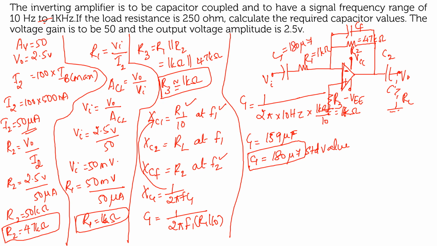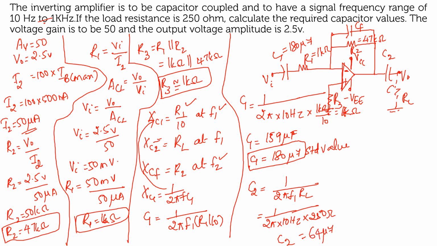Now what will be your C2? If I apply this formula, C2 is equal to 1 by 2 pi F1 into RL, which will be equal to 1 by 2 pi into 10 Hertz into RL, which is given in your problem as 250 ohm. So C2, after solving, you will be getting as 64 microfarad. You will be using 75 microfarad standard value. So C2 is equal to 75 microfarad.